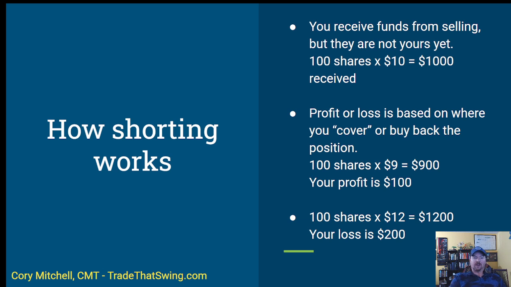So if you sell something, you receive some money. Let's say you shorted 100 shares of a $10 stock. You think it's going down. You're going to receive $1,000. That money's not really yours yet, right? You haven't closed out that position. Your profit or loss is based on when you cover that position, when you close that position.